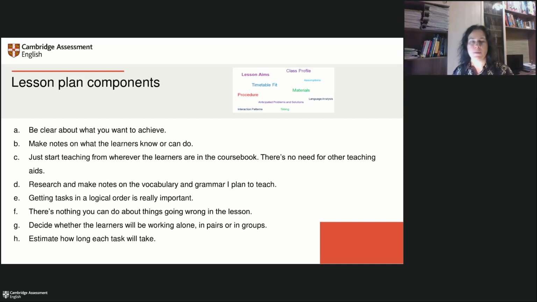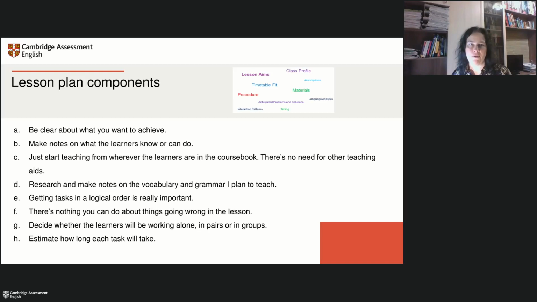Right, now E, getting tasks in a logical order is really important. What's that about? Help me please. This is the procedure. Philosophical, true. Sometimes I have my senior moments. E, getting tasks in a logical order, is procedure or staging.